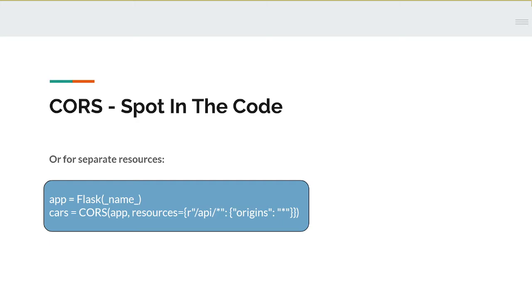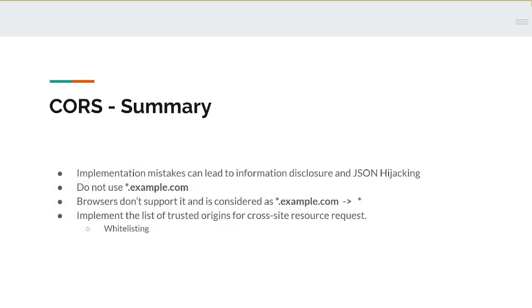Another way you can do pretty much the same is by specifying it in the route, which I think, if I'm not mistaken, should be on the next slide. Right, this one. So here it's specified actually on separate resources. Please keep in mind that the examples that you see here are not correct, right? They are also misconfigured.